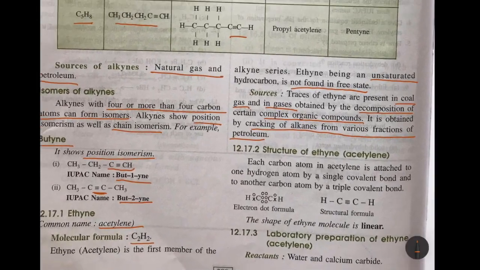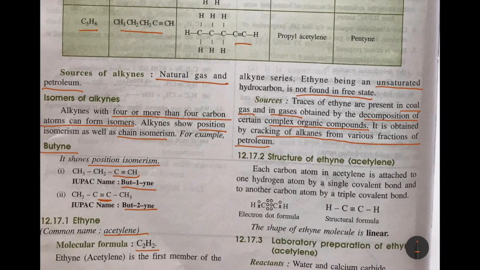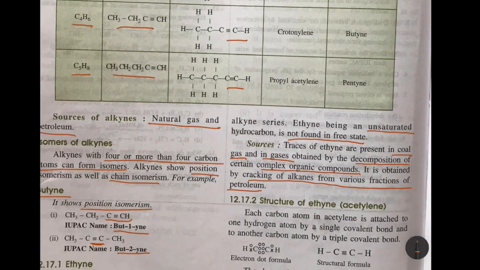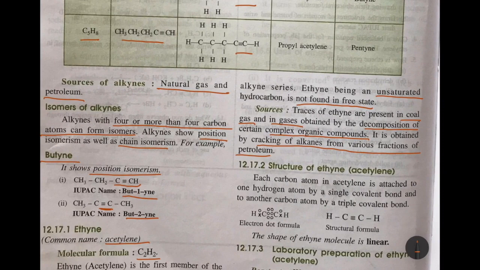Now, if we take a look at the structure of acetylene or ethyne, you will see that each carbon atom in acetylene is attached to one hydrogen atom with a single bond, and then there is a triple bond between the 2 carbon atoms. So the shape of the ethyne molecule is linear.